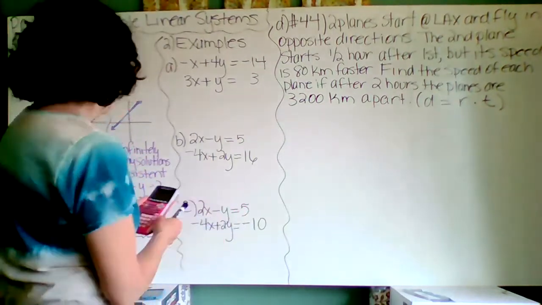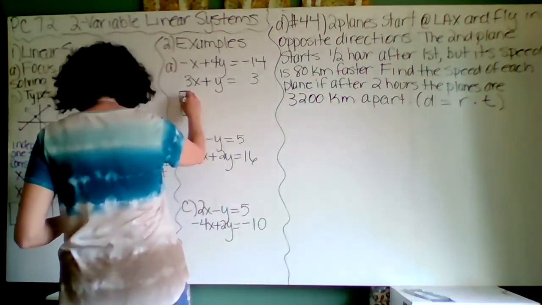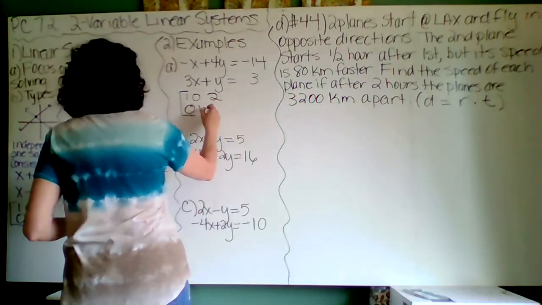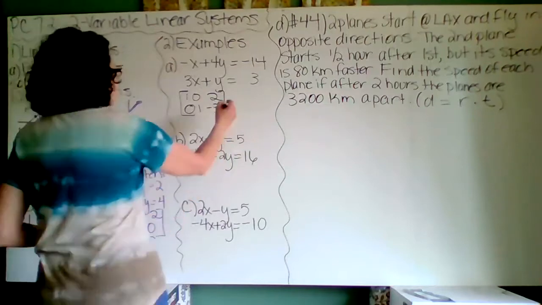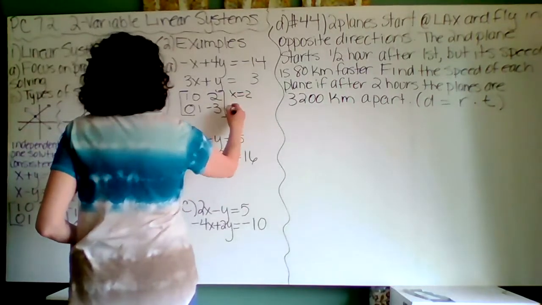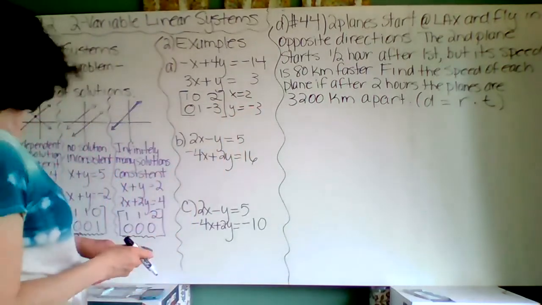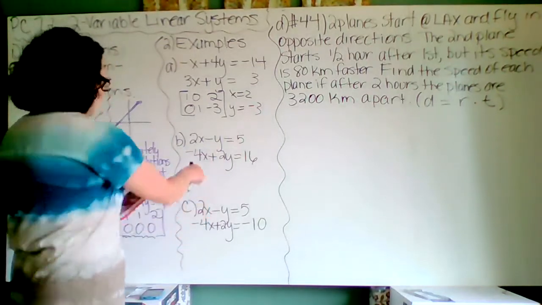And we have a solution of 1, 0, 2, 0, 1, negative 3. In other words, x equals 2 and y equals negative 3. This is an example of an independent, one solution system.